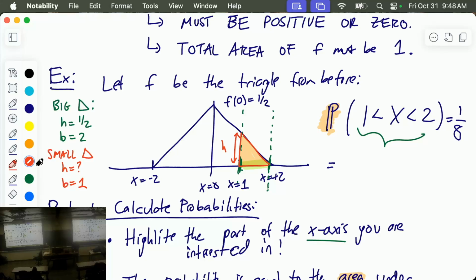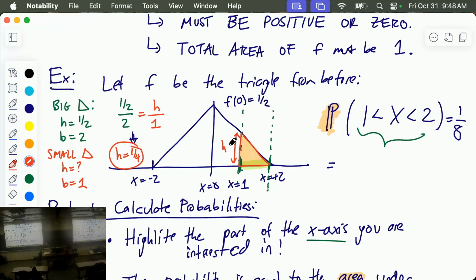You could also do it with ratios. So you could say 1/2 over 2 equals h, the h I'm looking for, divided by 1. And then you could solve. However you want to do it, you should get the final answer that the height equals 1/4. 1/4 is the height over here.